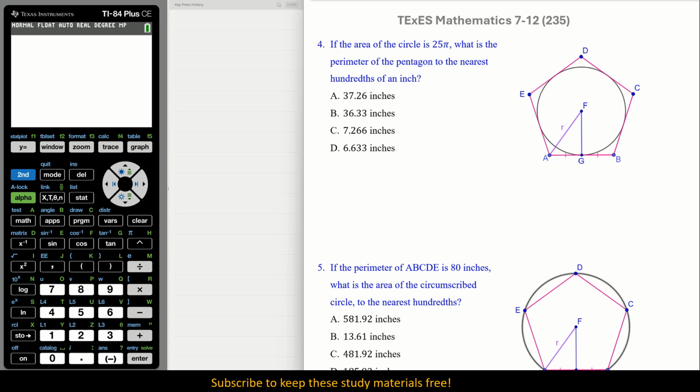Number 4, if the area of the circle is 25 pi, what is the perimeter of the pentagon to the nearest hundredth of an inch? Okay, well, FG is our radius, and 5 times 5, remember, it would be r squared times pi. So that tells me that FG, our radius, is equal to 5. But we need to find x.